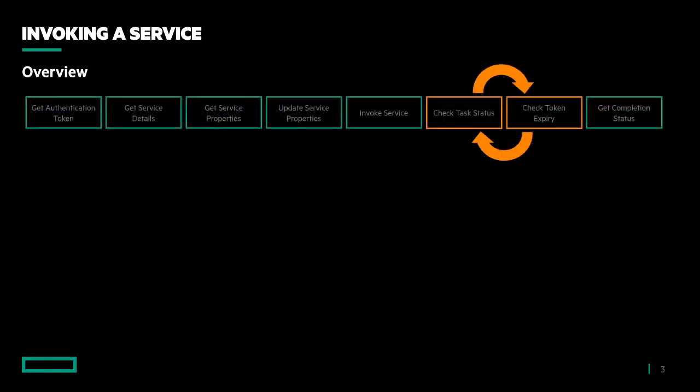Invoking an Automation Director service using the REST API involves a number of steps. These steps may be a call to the REST API or processing the response from a previous call. Let's now take a look at each step in turn.